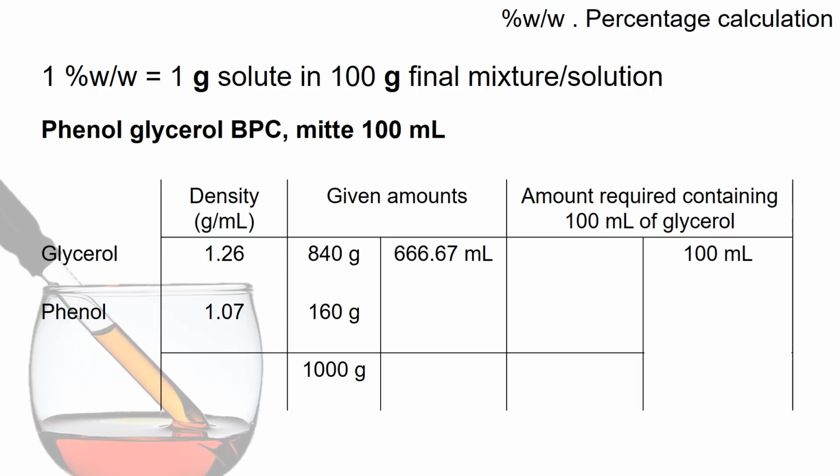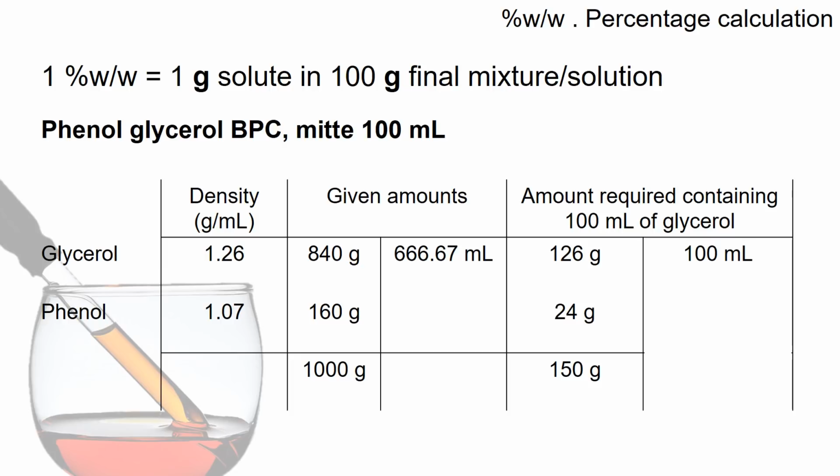If we know that we need to have 100 ml of glycerol, we can convert back to the amount in gram by just multiplying with the density. You will get 126 gram of glycerol. By taking the ratio of 840 to 160, you should now be able to calculate how much is needed for phenol, and in the end you will have 150 grams of the formulation.